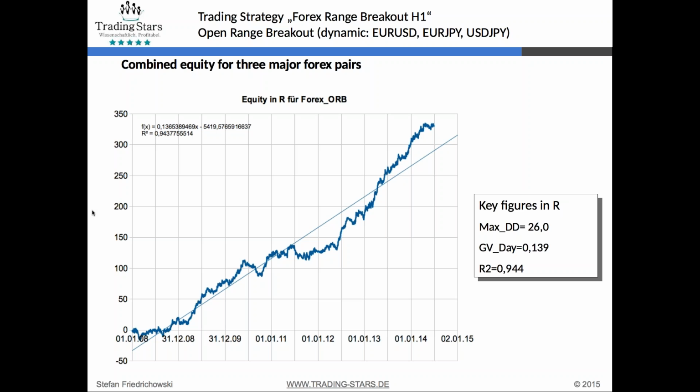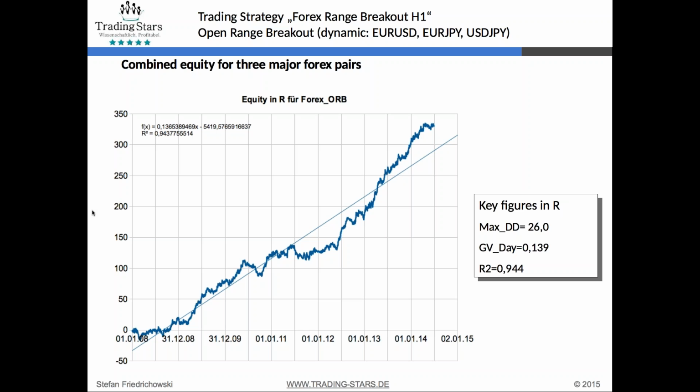R is the risk per trade we apply. So if this would be, for example, 20 euros, you can multiply all the numbers by 20 euros. We have a maximum drawdown of 26 R, and the total profit is approximately 350. This is the real history of the backtest results, the back forward test results for about 6 years now.